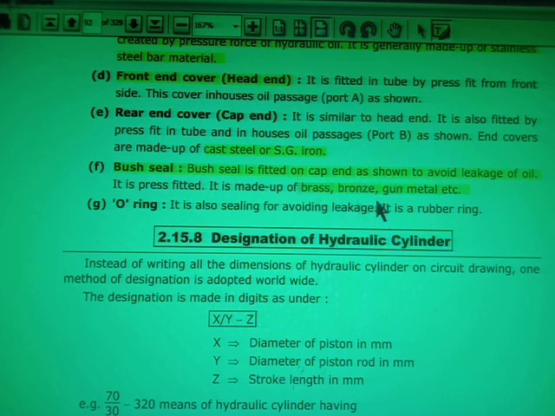Generally the material for the bush is softer than the parent material, correct? Therefore it is made from brass, bronze or gunmetal. So whenever wear takes place, this brass, bronze or gunmetal wears early, and it will be very easy to replace only the bush part. So it is made from the softer material.